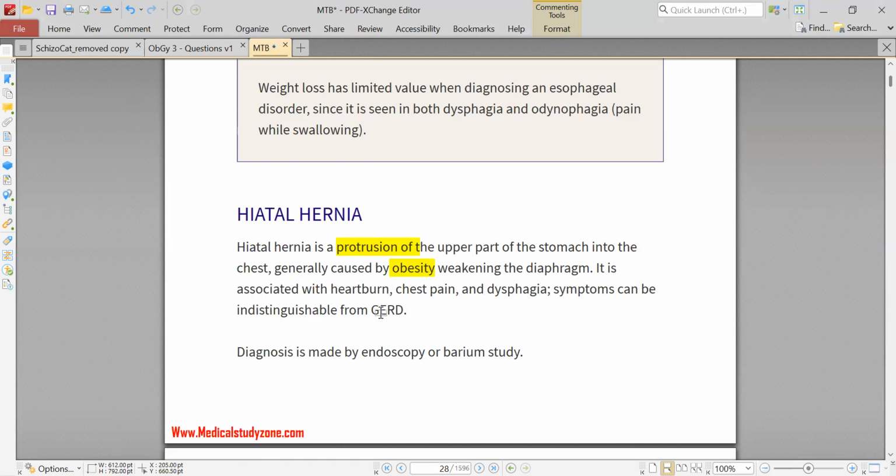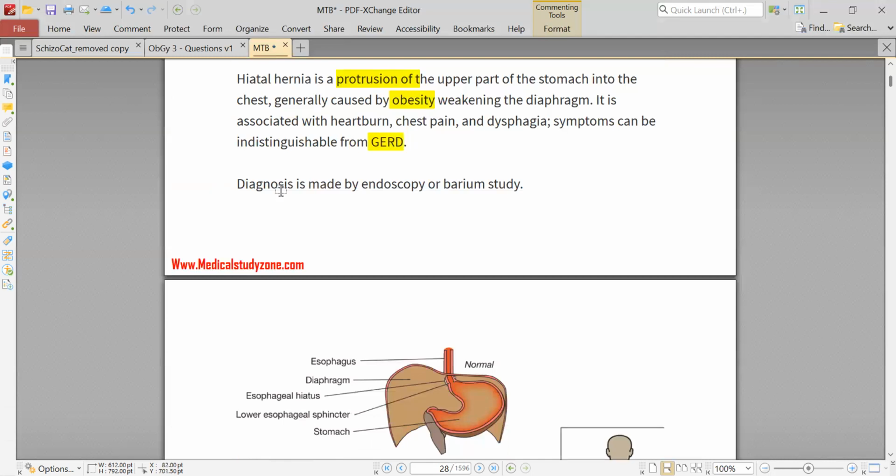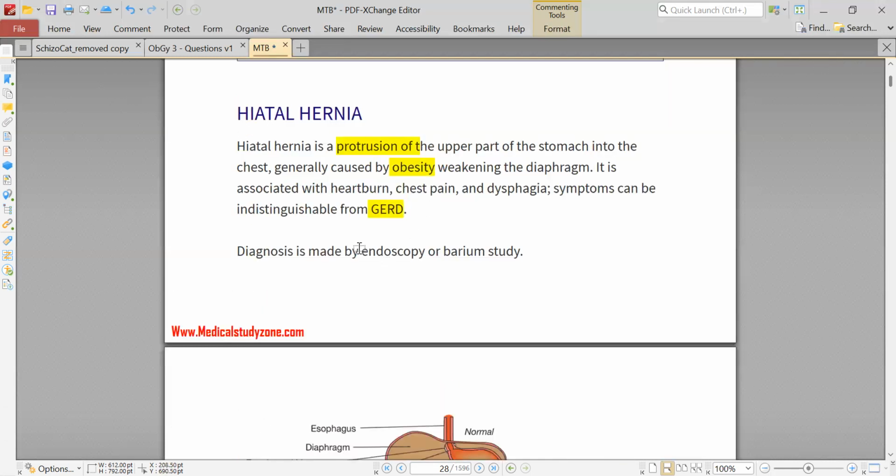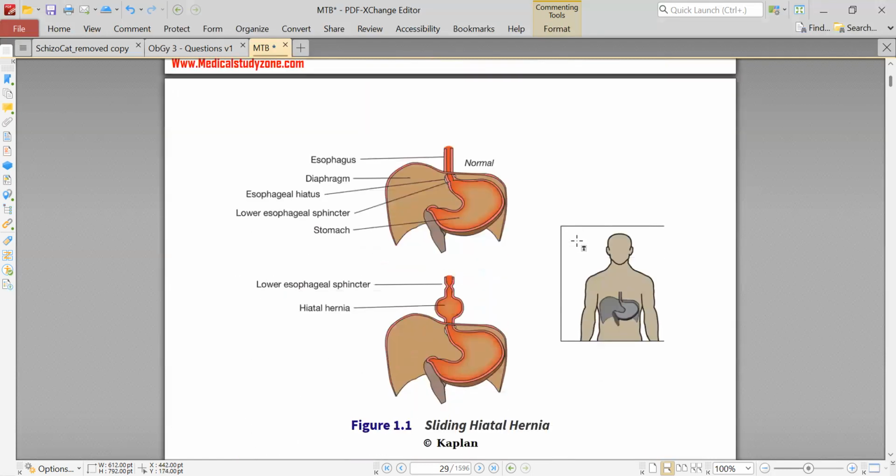Symptoms can be distinguished from GERD. The symptoms are almost similar, but there can be some minor differences between GERD and hiatus hernia. Hiatus hernia you see in obese people, the people who are very, very fat. Diagnosis: how do you make the diagnosis of hiatus hernia? We see it on the endoscopy or on the barium study.